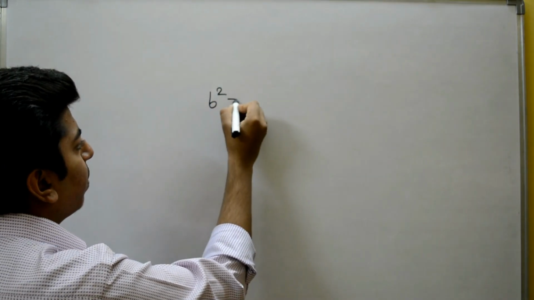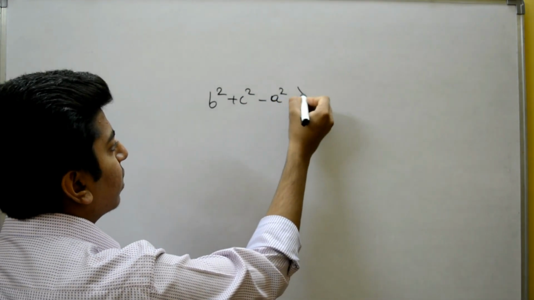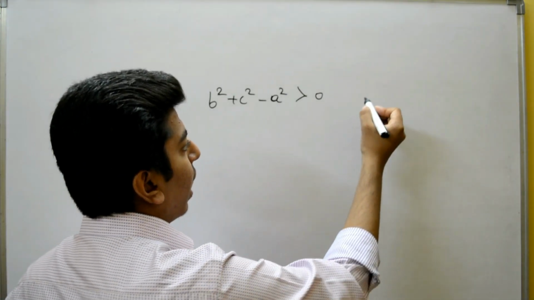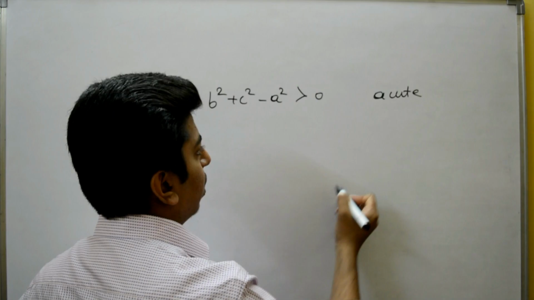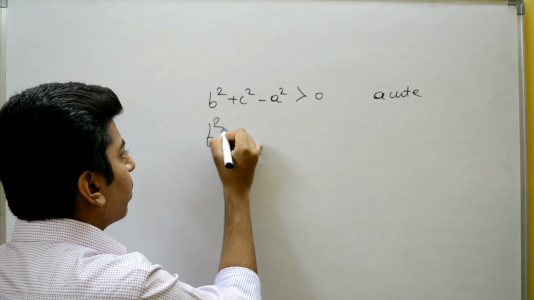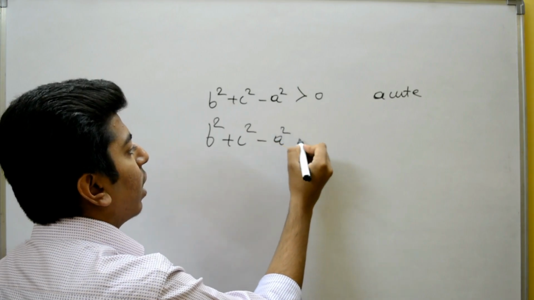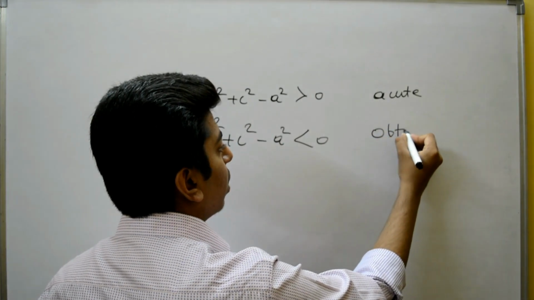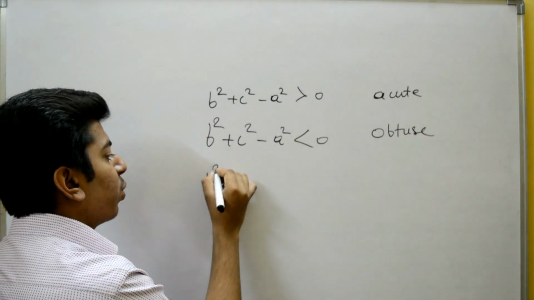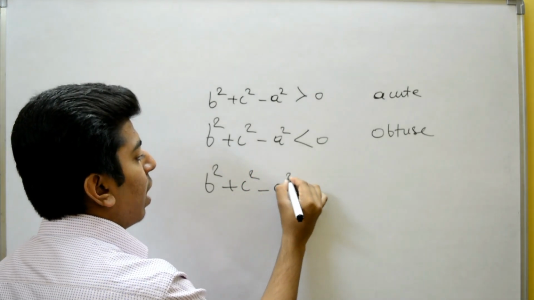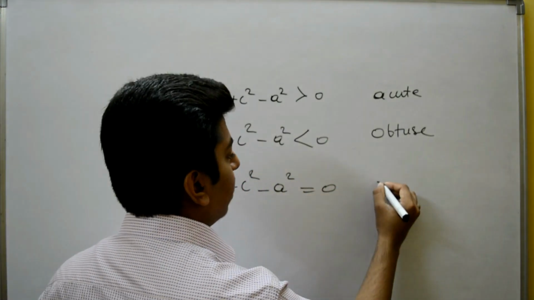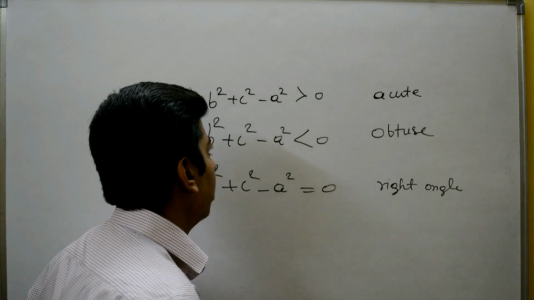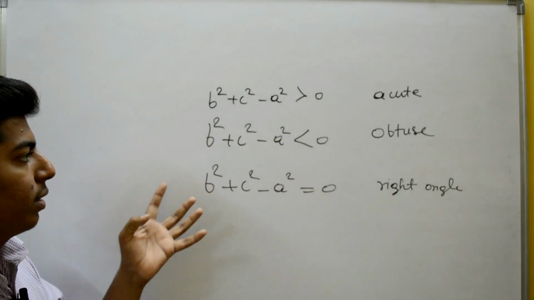If b square plus c square minus a square is greater than 0, then the angle is acute. If b square plus c square minus a square is less than 0, then the angle is obtuse. If b square plus c square minus a square is equal to 0, then the angle is a right angle. So these are all the 3 cases.